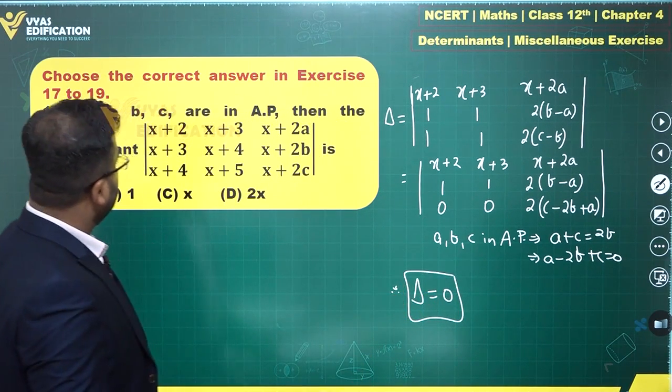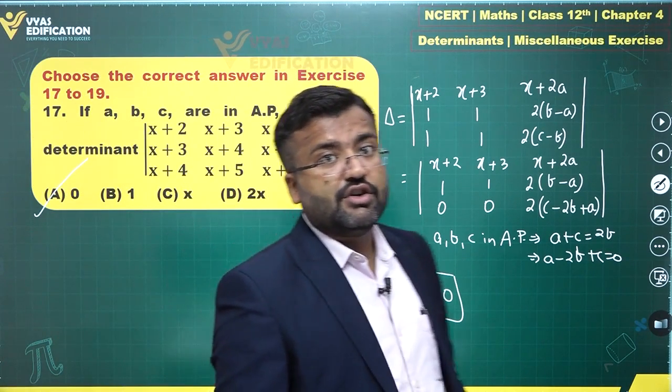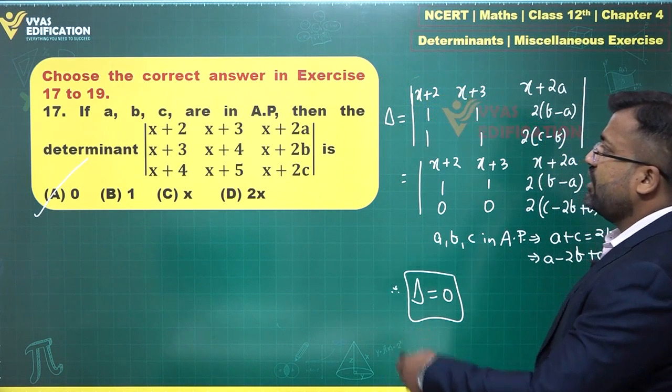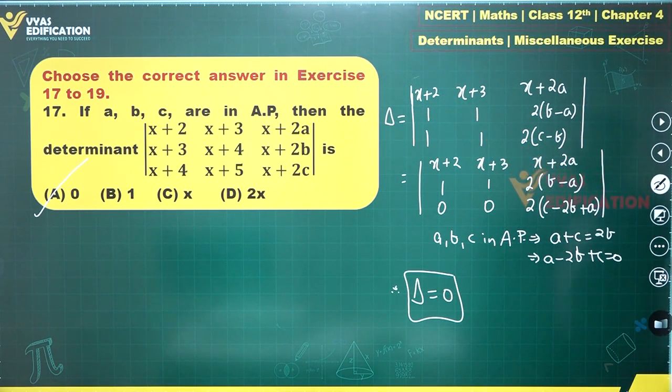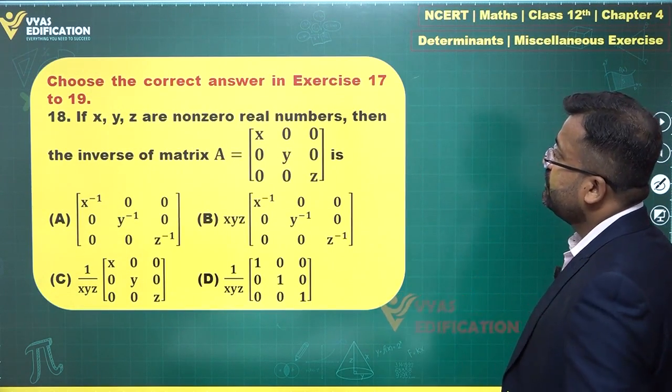And was this what was asked? Yes. We are supposed to find the value of delta, and this determinant comes out to be 0. That's option A. The correct option is option A. That's all that you have in this question over here. Let us move on to the next one after this. This one, choose the correct answer.